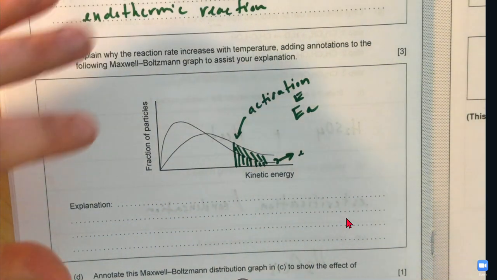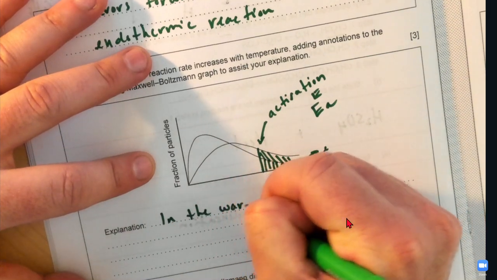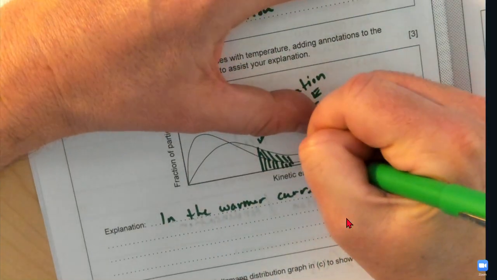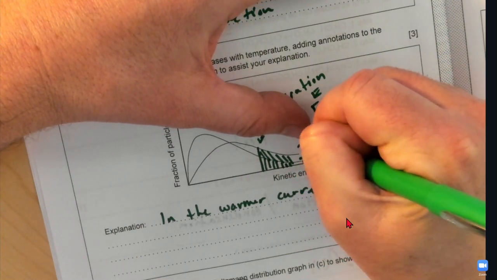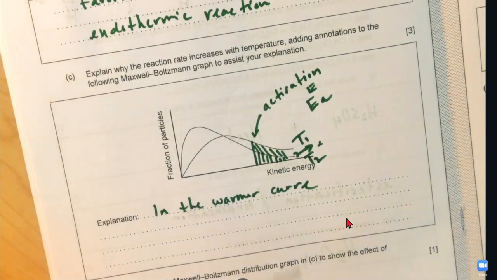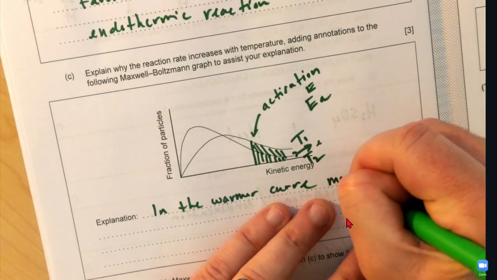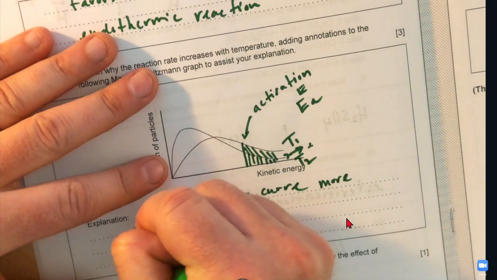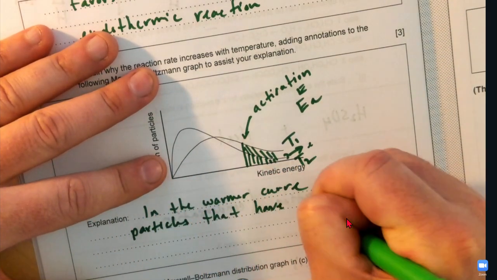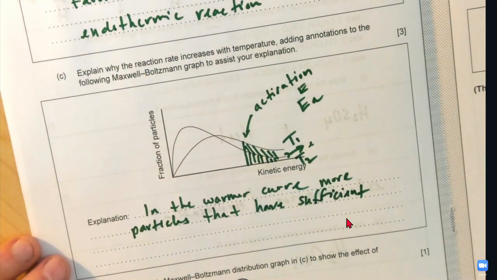All right, so I would just say in the warmer curve, you know what I would actually probably do? Label one like T1 and the other T2. That way you could just refer to T1 or T2. Anyway, if T1 would be the warmer curve, in the warmer curve, you have more particles that have sufficient energy, or words to that effect.